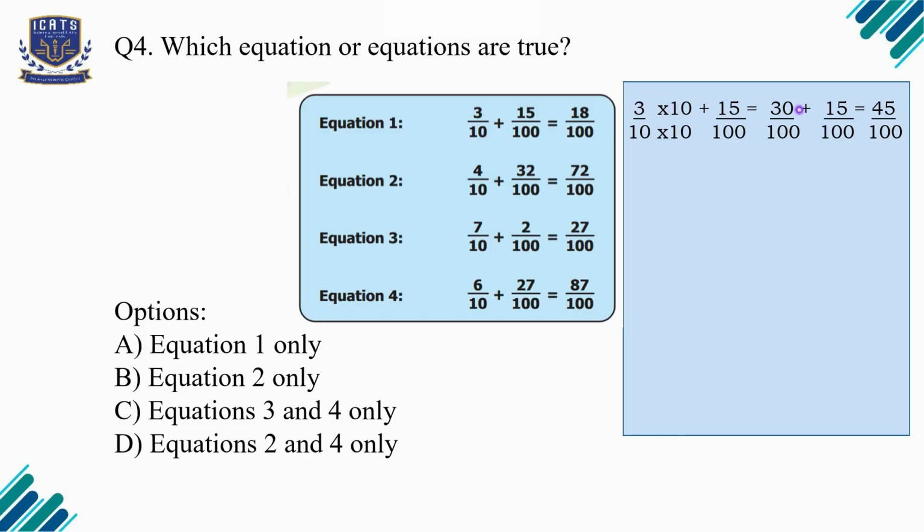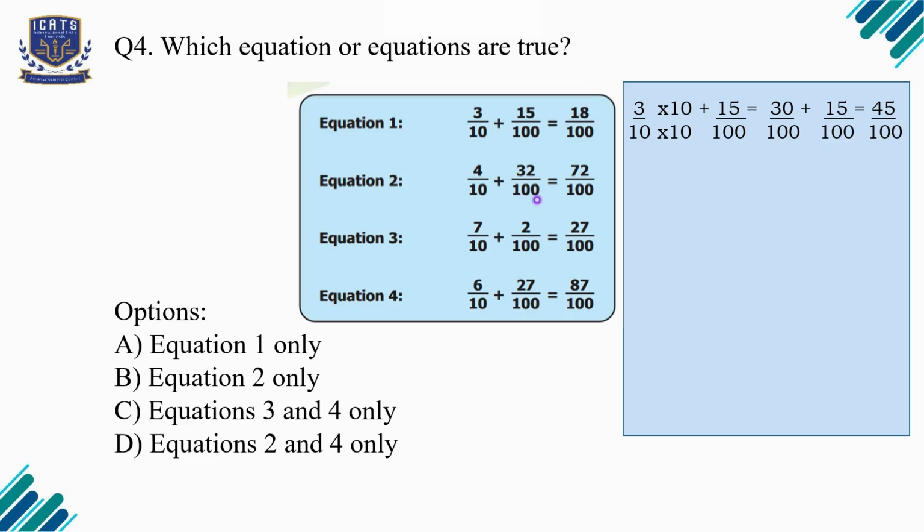Here 3 tens are 30 and 10 tens are 100. Now we have the same denominator, so we can add the numerators. So 30 plus 15 is equal to 45 by 100. But here in equation 1, the answer is written as 18 by 100. It means equation 1 is incorrect. Now let's check equation 2.